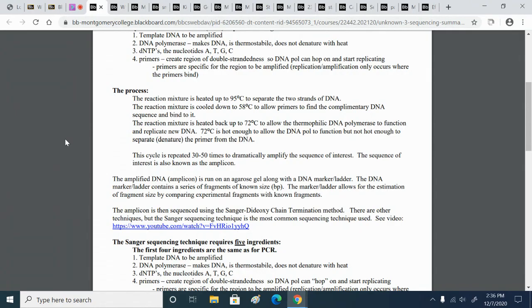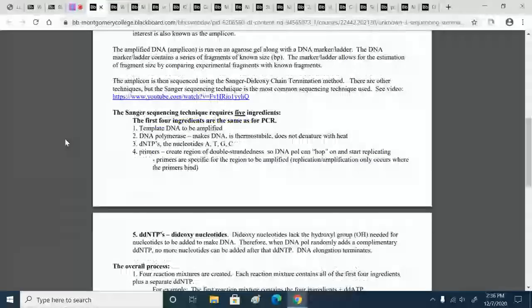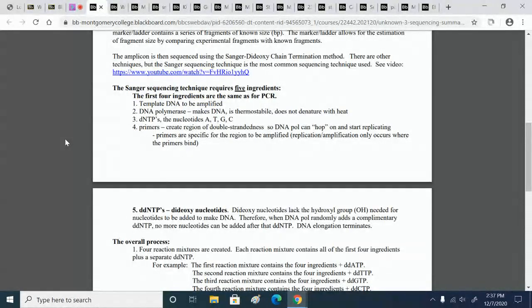So you sent out your DNA for sequencing, and it was sequenced using the Sanger dideoxy technique, which uses the same 4 ingredients as PCR plus an extra ingredient, and that extra ingredient is a dideoxynucleotide. So remember, dideoxynucleotides do not have the 3' or the terminal hydroxyl group, and so no more nucleotides can be added on after it. So when DNA polymerase randomly incorporates a dideoxynucleotide, elongation terminates. No more nucleotides are added after.